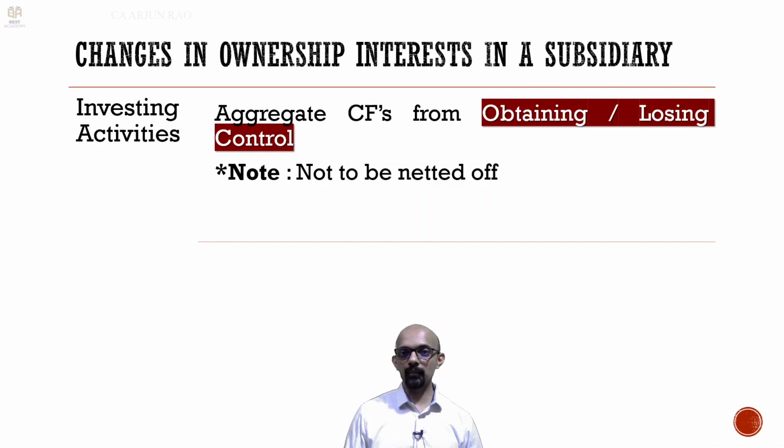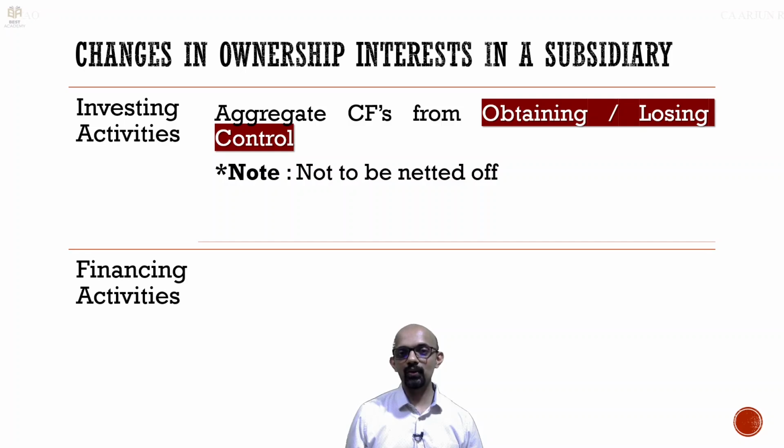Coming back to the previous example, so from 60 you bring it up to 80, you already have control, you are just increasing your shareholding, or from 60 you bring it down to 58, you are not losing control. Where should you show this? So, standard says these should be shown as financing activities because they are just equity transactions, right.